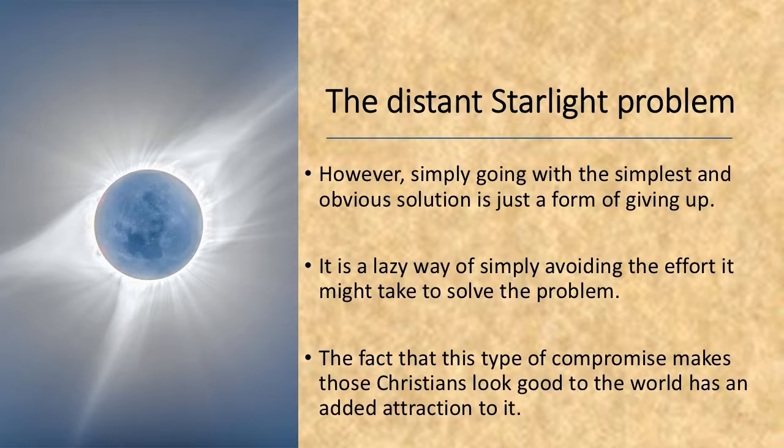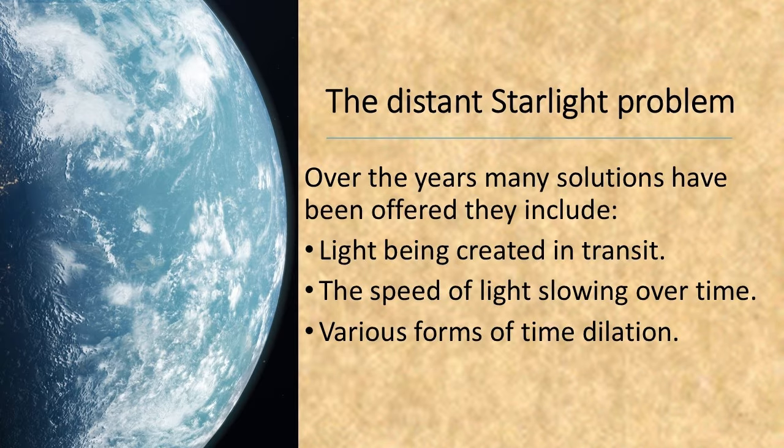Christians have. However, simply going with the simplest and obvious solution is just a form of giving up. It is a lazy way of simply avoiding the effort it might take to solve the problem. The fact that this type of compromise makes those Christians look good to the world has an added attraction to it. Over the years, many solutions have been offered, and they include light being created in transit, the speed of light slowing over time, and various forms of time dilation.